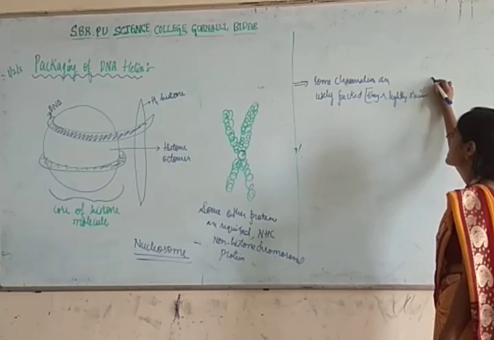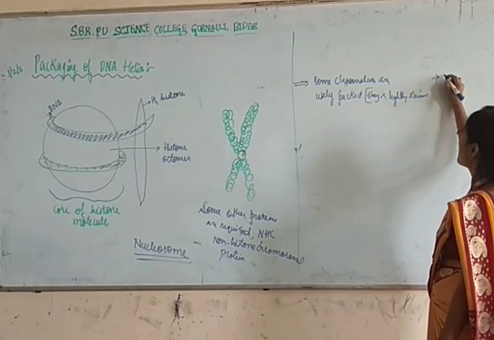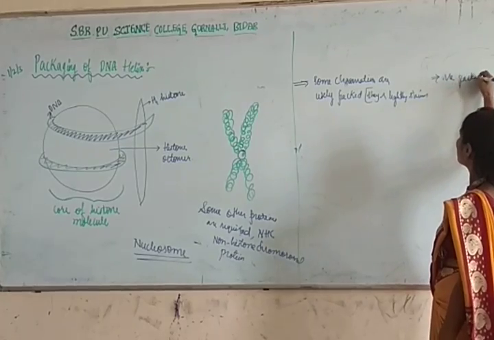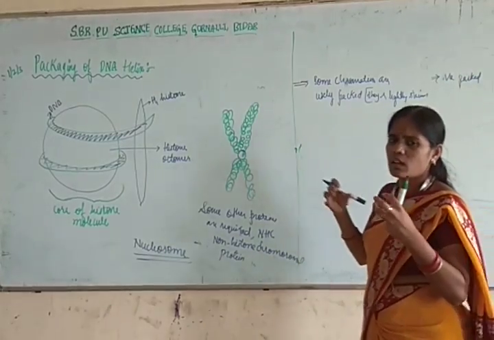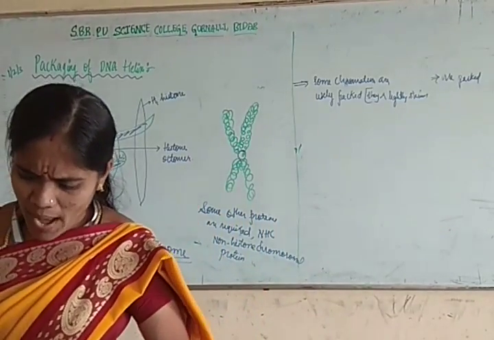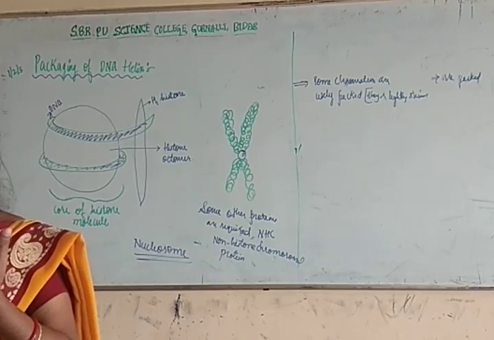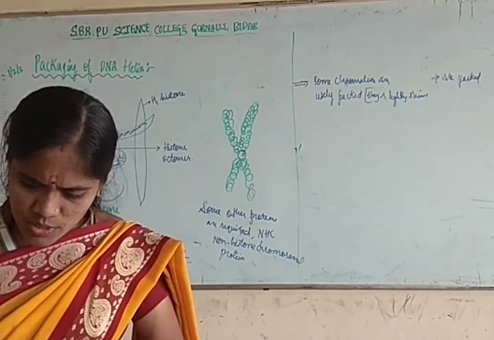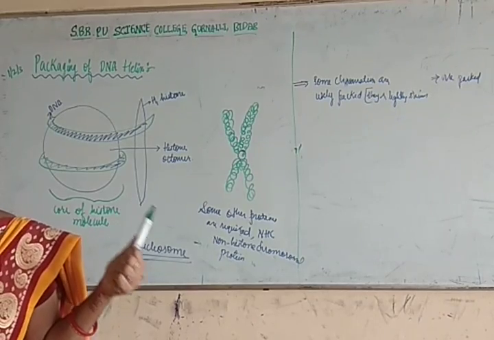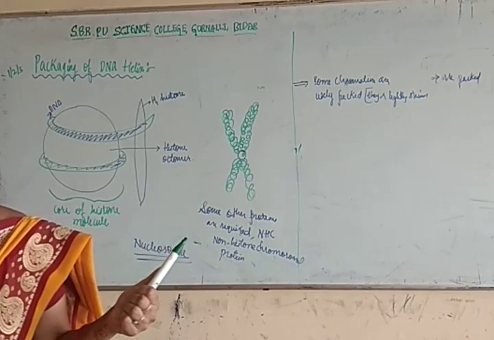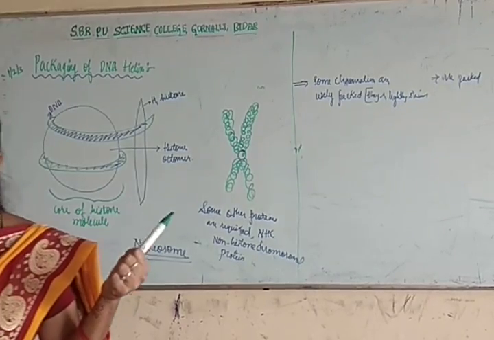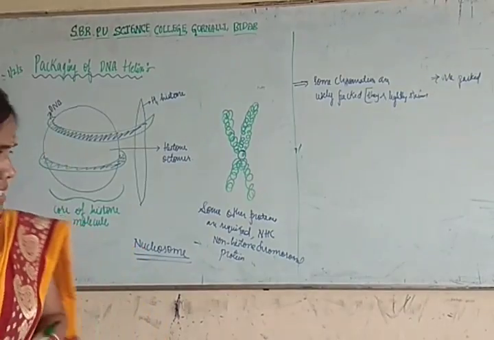Whereas the others are packed fully, that is, thickly packed. So loosely packed chromatin gets lightly stained and is transcriptionally active. They are called euchromatin. What are they called? Euchromatin. And this region replicates early during the S phase.